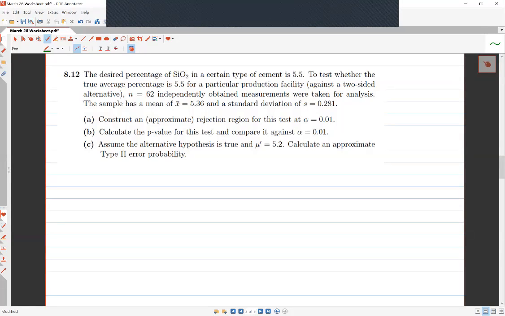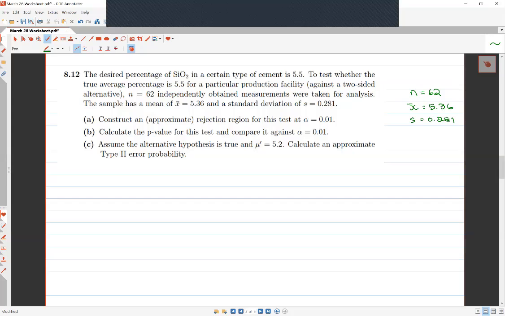Now, in this problem, we're looking at the percentage of, I think there was silicon dioxide, but I don't remember. Percentage of some compound in cement is known to be 5.5. We want to test whether this is the case for a specific production facility, and we want to use a 2-sided alternative. We have a sample size of 62. Our observed sample has a mean of 5.36, and our standard deviation for the sample is 0.281.